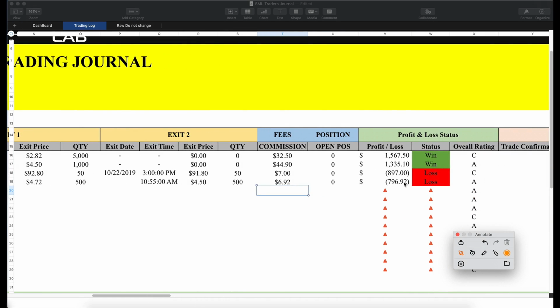Next thing you're gonna do right here, this automatically shows you, was it a loss or a win? How much did you make? How much did you lose? You guys can see we lost $796 on this trade.